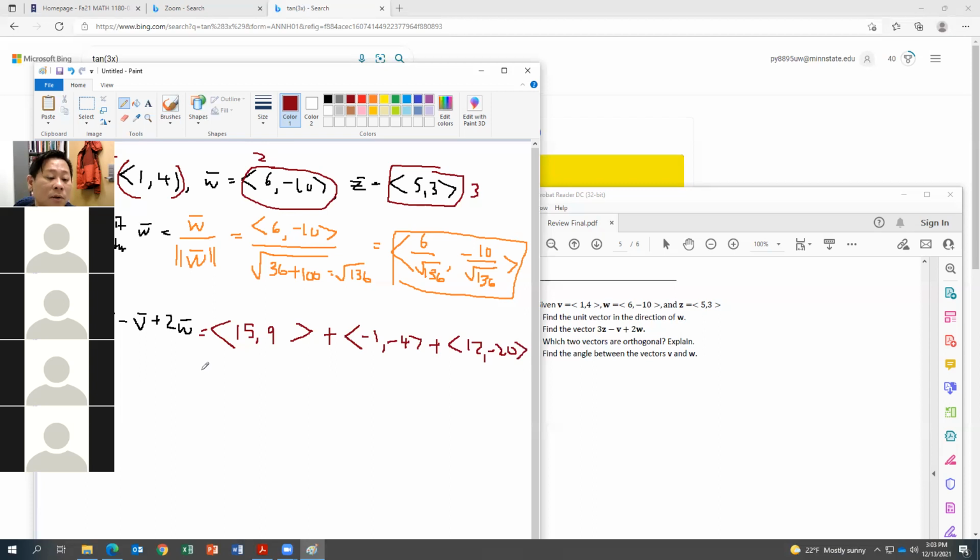And then what you need to do next here is easy. You just simply add the first component and add the second component. So 15 minus 1 plus 12, 26. 9 minus 4, which is 5. 5 minus 20 is negative 15. So this is your answer. Pretty much straightforward type.